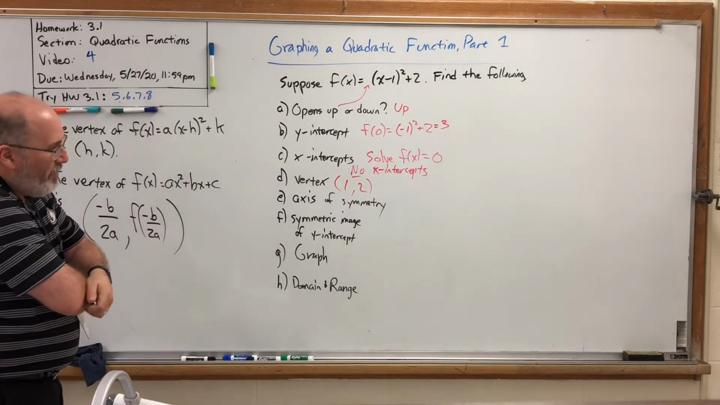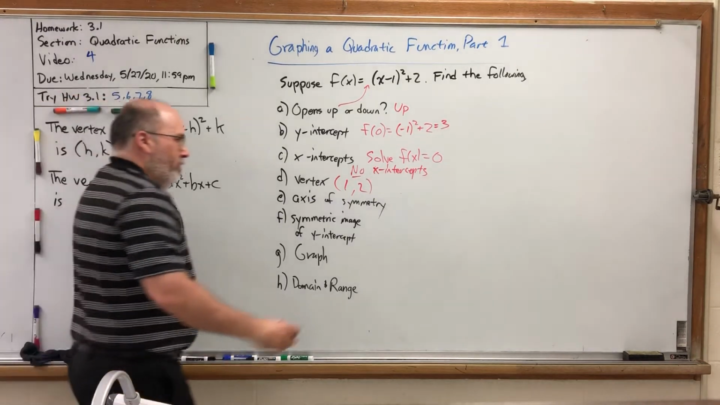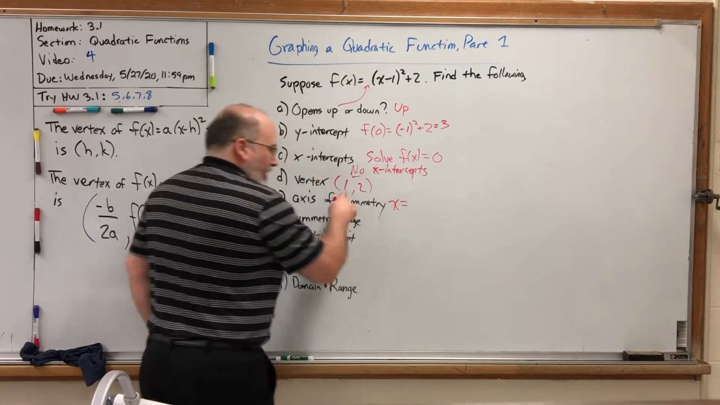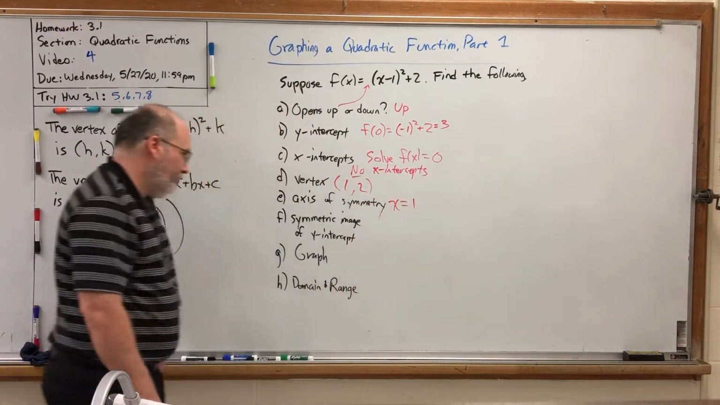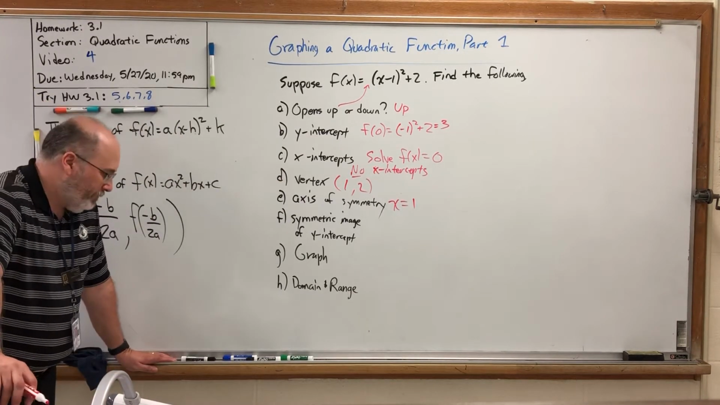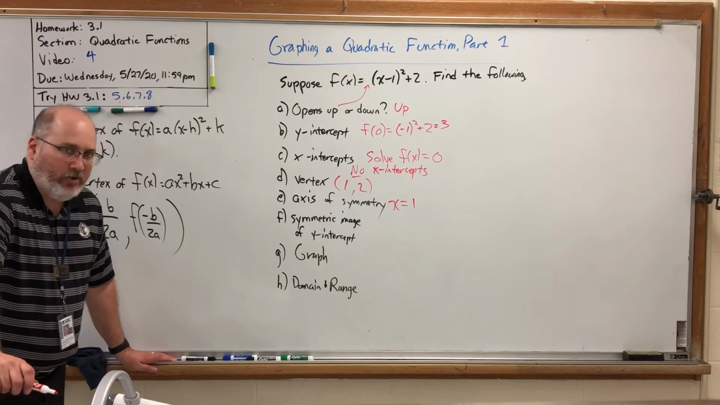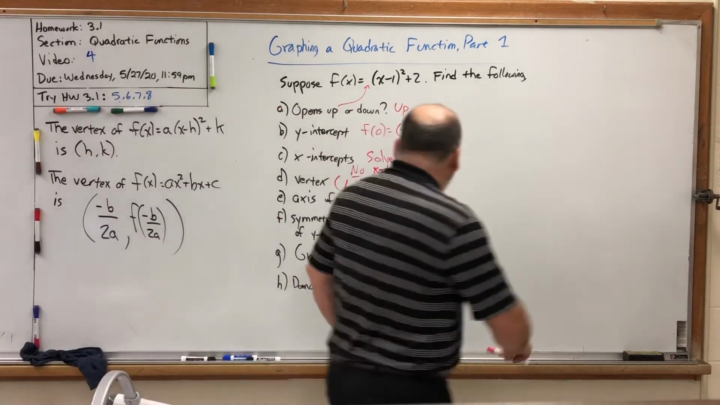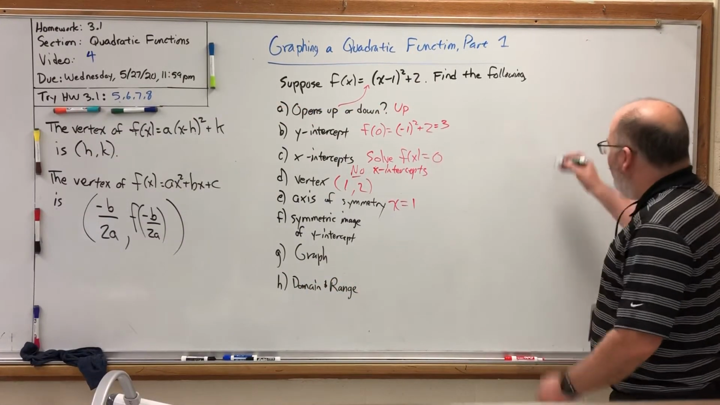Axis of symmetry, that's pretty easy. It's always x equals the x-coordinate of the vertex. Now, as far as the symmetric image of the y-intercept, it's probably easier if we start graphing this. I know that's the next part, but we know it's coming up. So let's graph what we have.